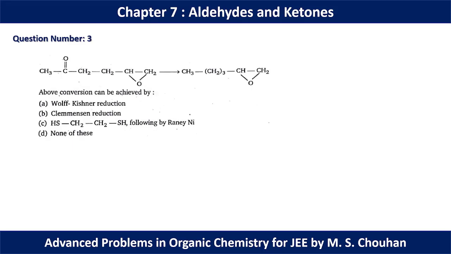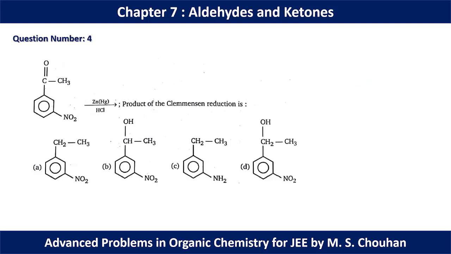In question number 3, the above reaction can be achieved by... As we know, these types of cyclic rings or cyclic ethers are very reactive in acidic as well as basic medium, so we cannot perform this in acidic medium or in basic medium. There is also no reducing agent present, and hydrogen should be present for the reduction. That's why this cannot be the perfect reagent either. So for this reaction none of these is perfect, so option D should be the correct option.